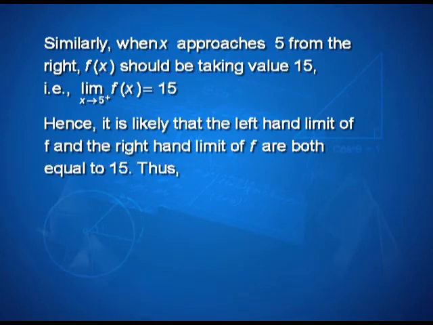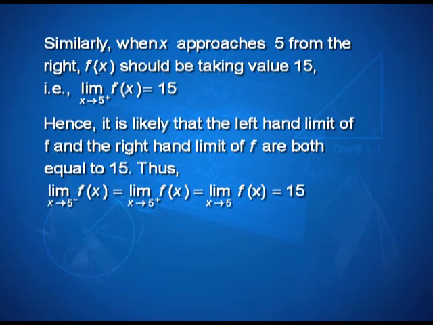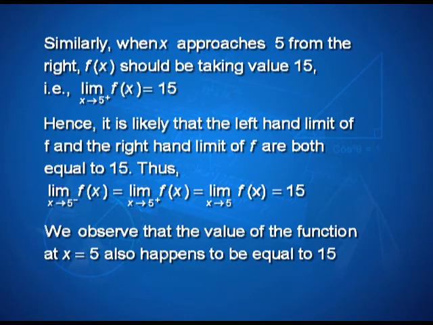Hence, it is likely that the left hand limit of f and the right hand limit of f are both equal to 15. Thus, limit of f of x when x tends to 5 minus is equal to limit of f of x as x tends to 5 plus is equal to limit f of x as x tends to 5 is equal to 15. We observe that the value of the function at x is equal to 5 also happens to be equal to 15.